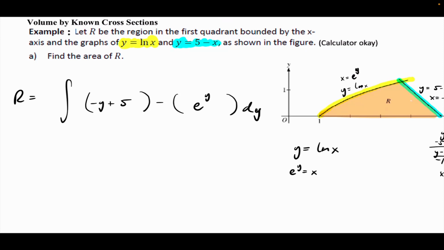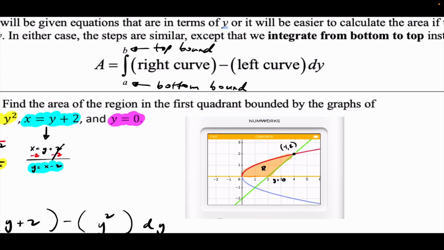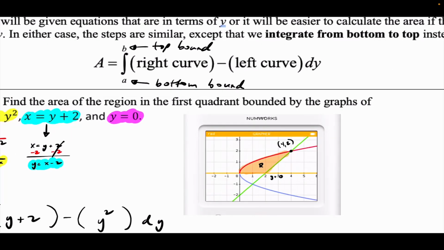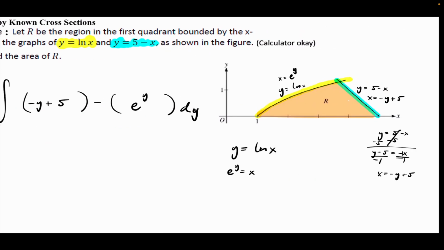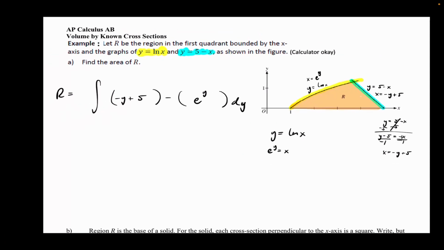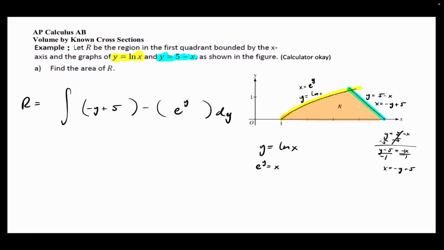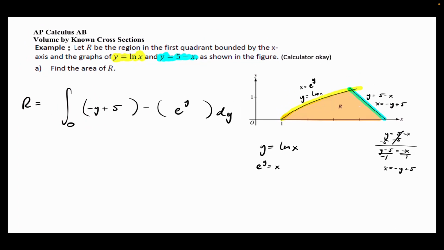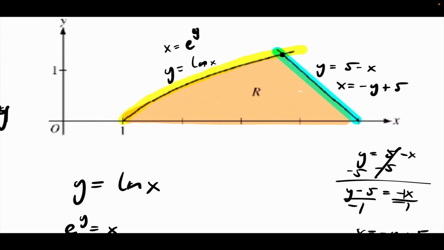Now the bounds. Well, the bounds are bottom and top. If I'm doing dy, it's got to be top and bottom, not left and right bounds. So where would the bottom of the orange be? Y equals 0, right? The x-axis. Y equals 0. Where would the top be? The top is right here.